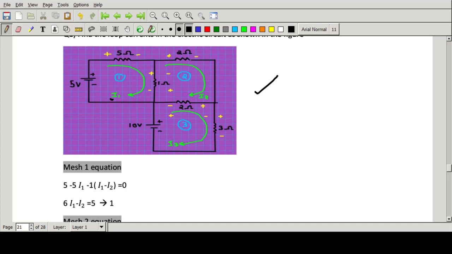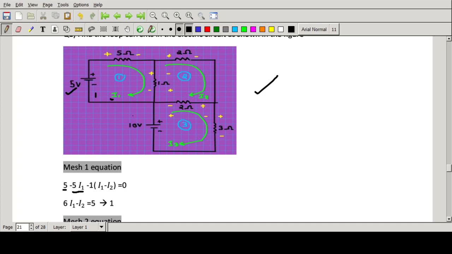Based on the direction of current I1, I have marked the polarities of the voltage drop across the resistances also. Now let's take the first mesh. What will be the equation? Let's assume that we are moving in the same direction as current I1. When you see the EMF polarity based on the active sign convention, it is minus to plus, so it is 5. Then minus 5 I1, because you are moving from plus to minus.